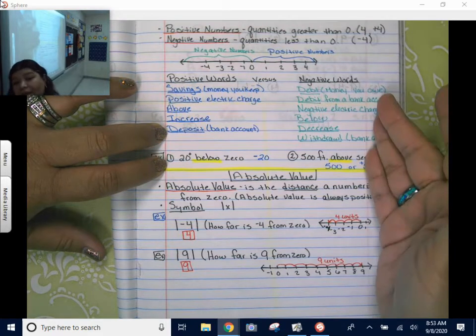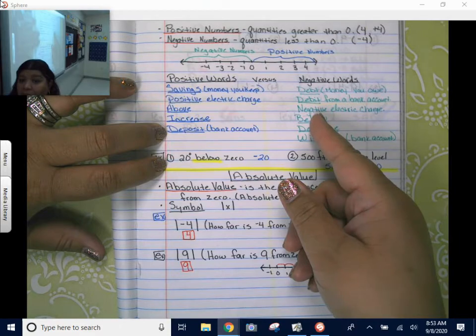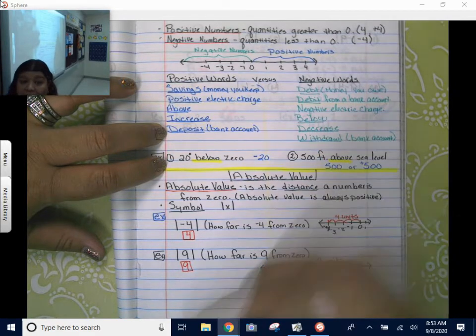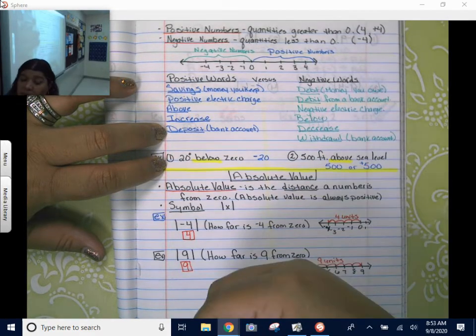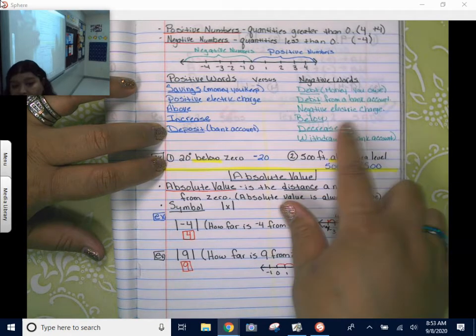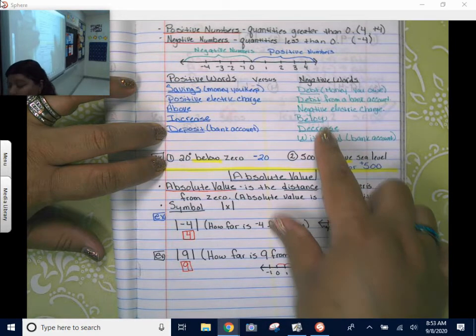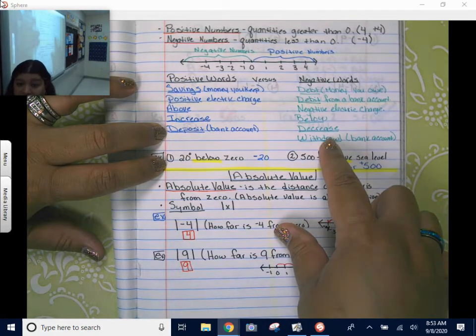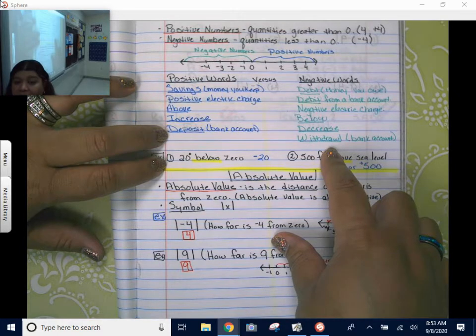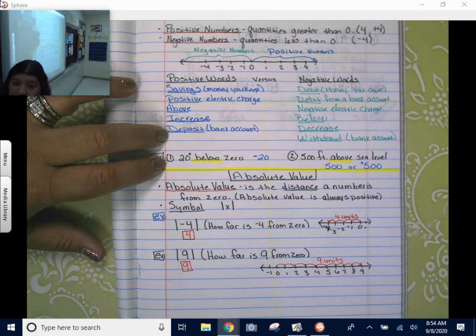On the negative side, we have debt. If you're in debt, that's money you owe, so that is a negative amount. Debit from your bank account, you're taking money from your account, so that is also a negative number. Negative electrical charge in science. Anything below is negative. Decrease is also negative. And then also in the bank accounts, a withdrawal. If you take a withdrawal, you're taking money out of your account, so that is also a negative.